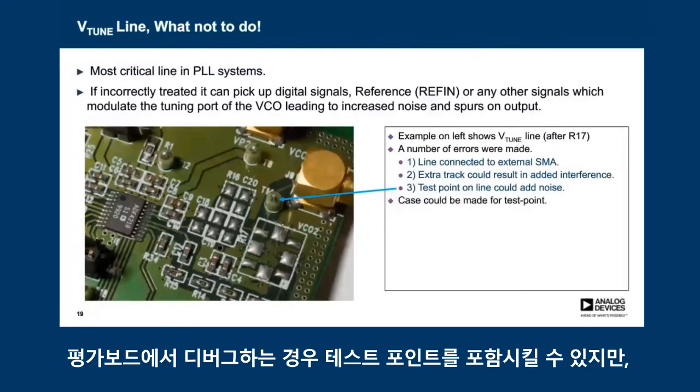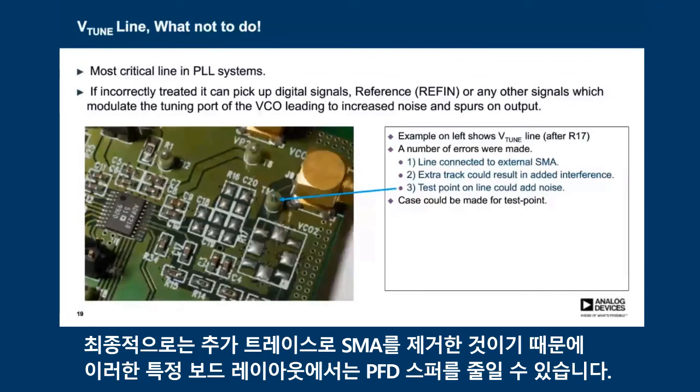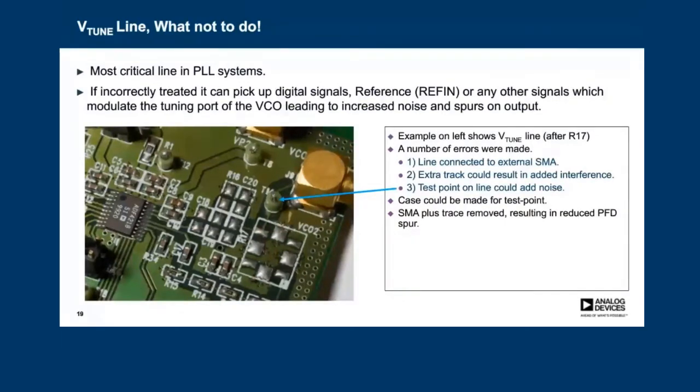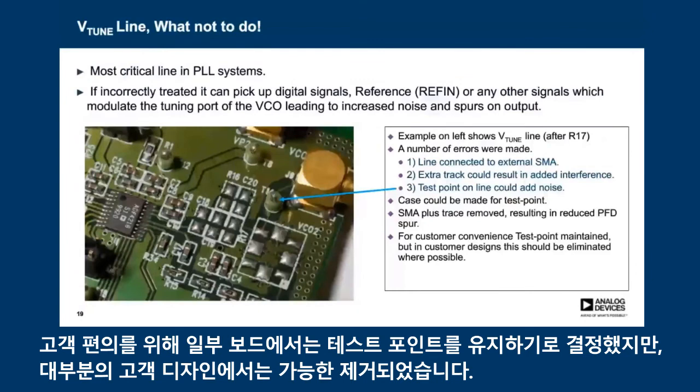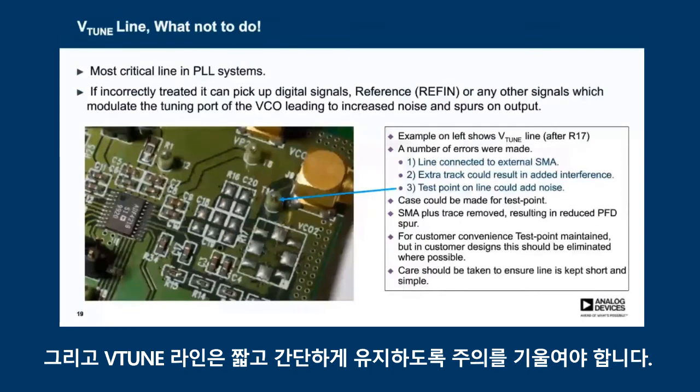Now, the case could be made for the inclusion of a test point in the case of a debug on an evaluation board, but the eventual outcome for this was we did remove the SMA with the additional trace, and this reduced the PFD spur on this particular board layout. For customer convenience, we made a decision to maintain a test point in some boards, but in most of our customer designs, it's eliminated wherever possible. And care should be taken to ensure that the V-tune line is kept short and simple.